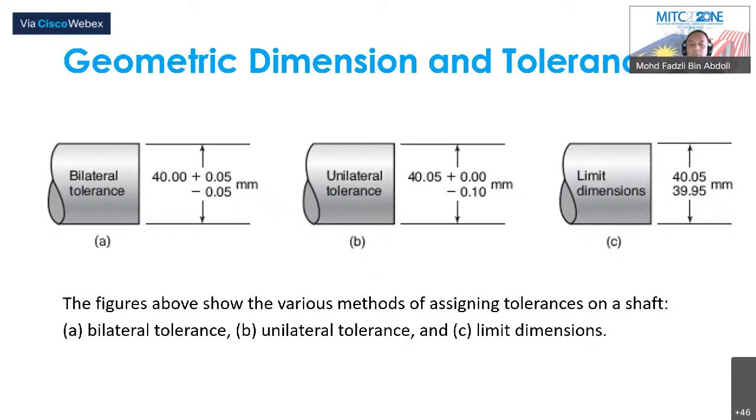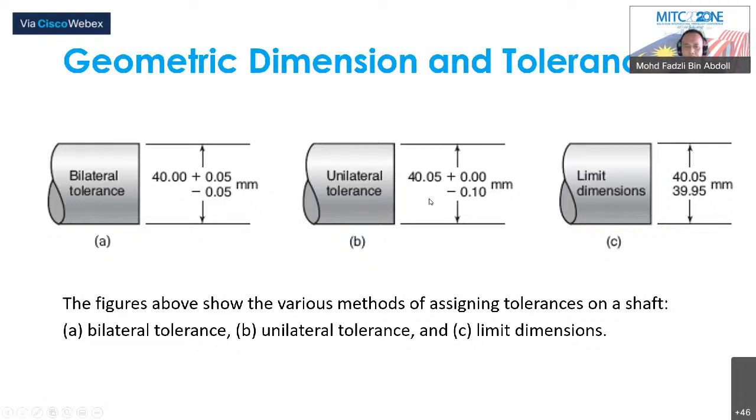This figure above shows the various methods of assigning tolerance on the shaft. Yang first adalah ni cara-cara menulis tolerance. Cara yang pertama adalah bilateral tolerance. Ini adalah dia punya basic size 40 tambah 0.05, ni adalah maximum tolerance, dan juga ni adalah minimum tolerance, negatif 0.05. Maksudnya you punya saiz shaft ni boleh 40.05 ataupun 39.95.